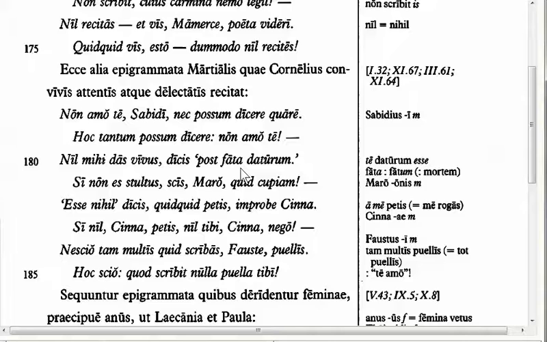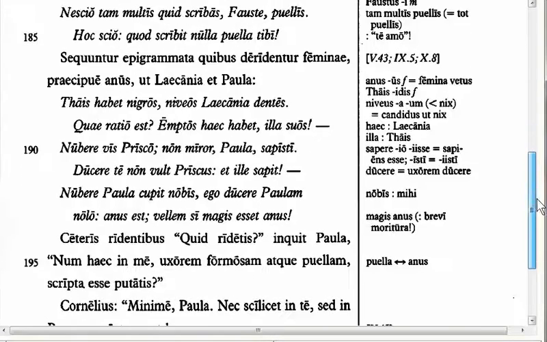The next new feature is in line 190. We have nubere vis prisco non miror Paula sapisti. So you want to get married to Priscus. I'm not surprised, Paula. You have been wise.